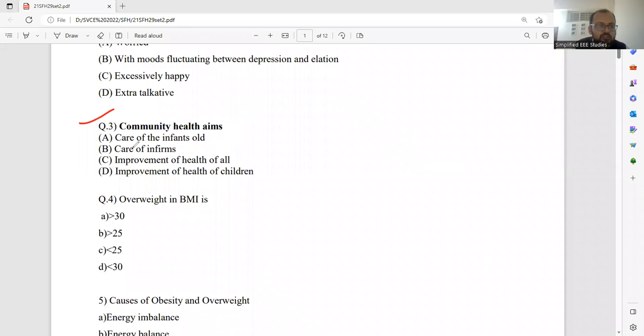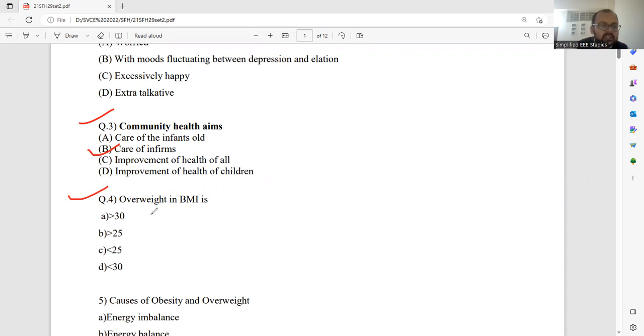Community health aims, which would be the right answer? Care of infants, care of the old, care of infirms, improvement of health of all, improvement of health of children. Which would be the right answer? The care of infirms would be the appropriate answer for this question.